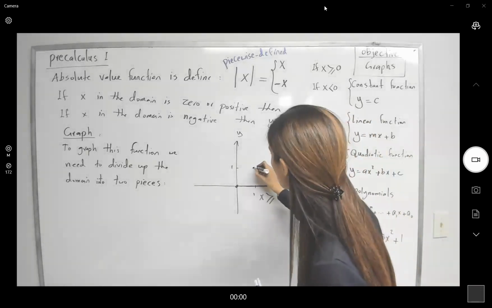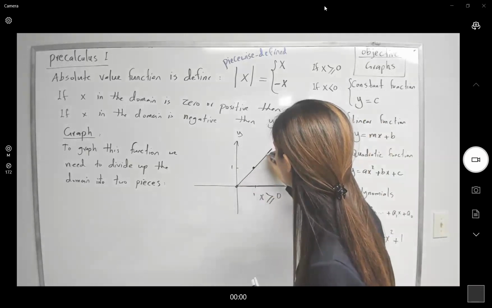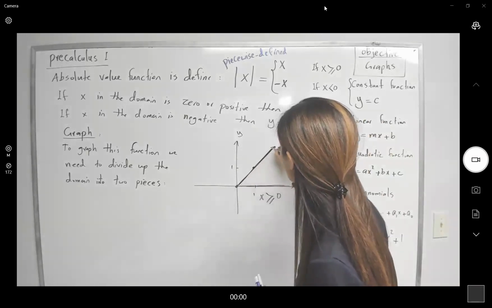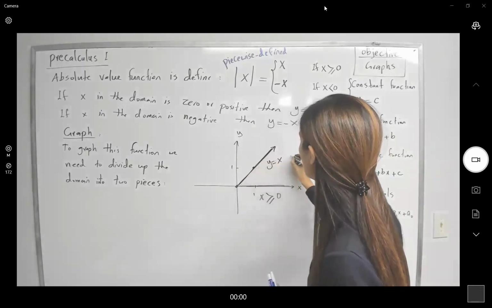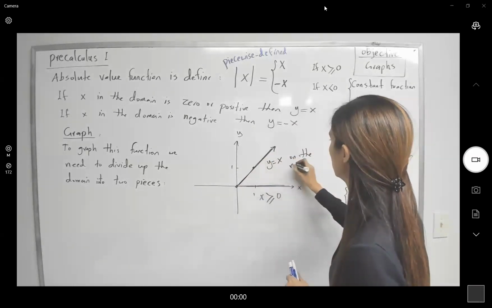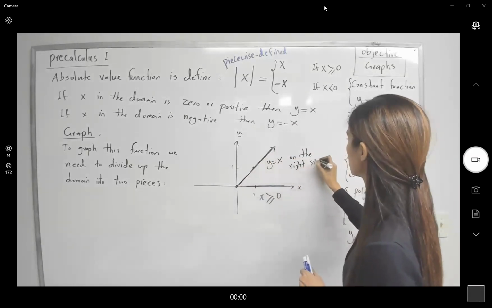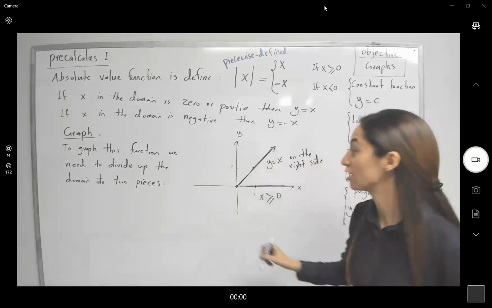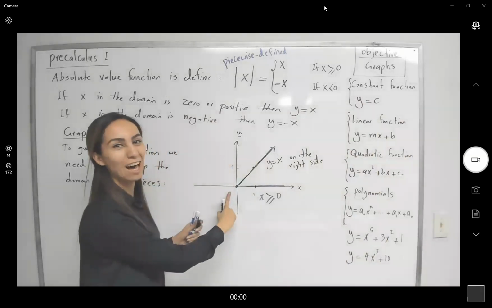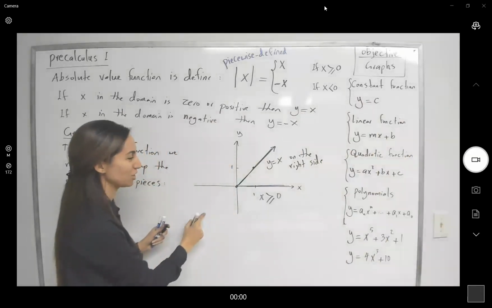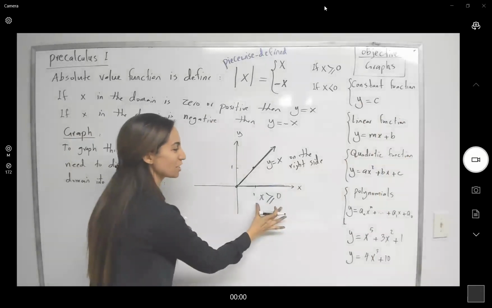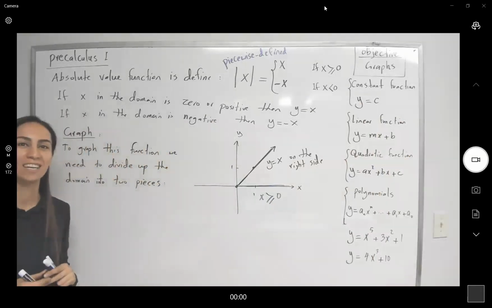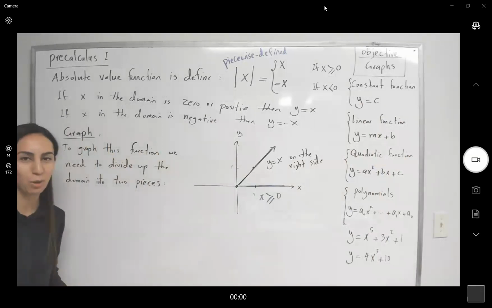So let us connect these two dots. What I get is y equals x on the right side. We cannot continue this line. We are not allowed to. We cannot go here because it says this is strictly for x larger than or equal to 0.